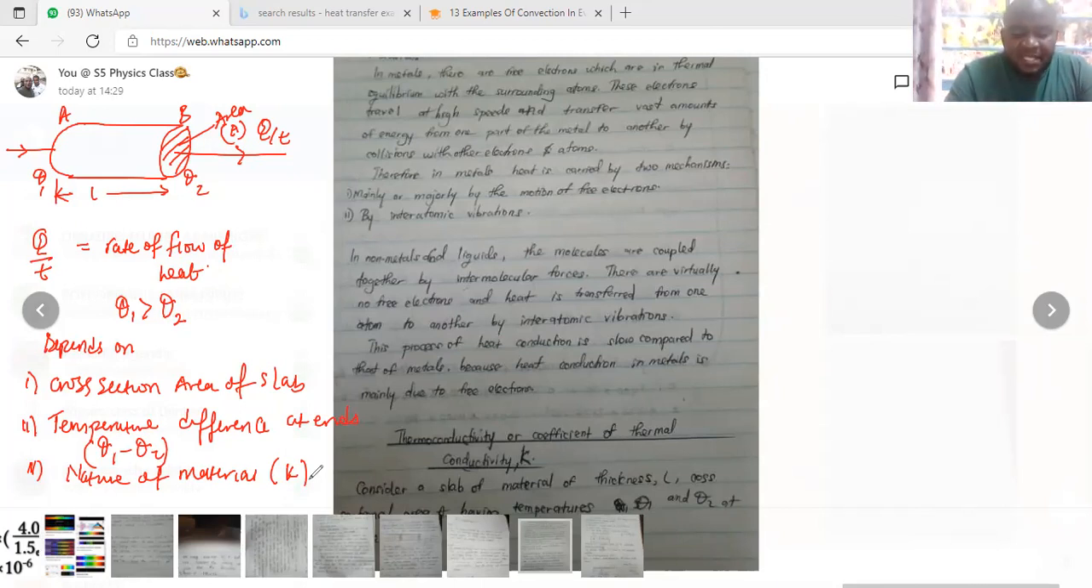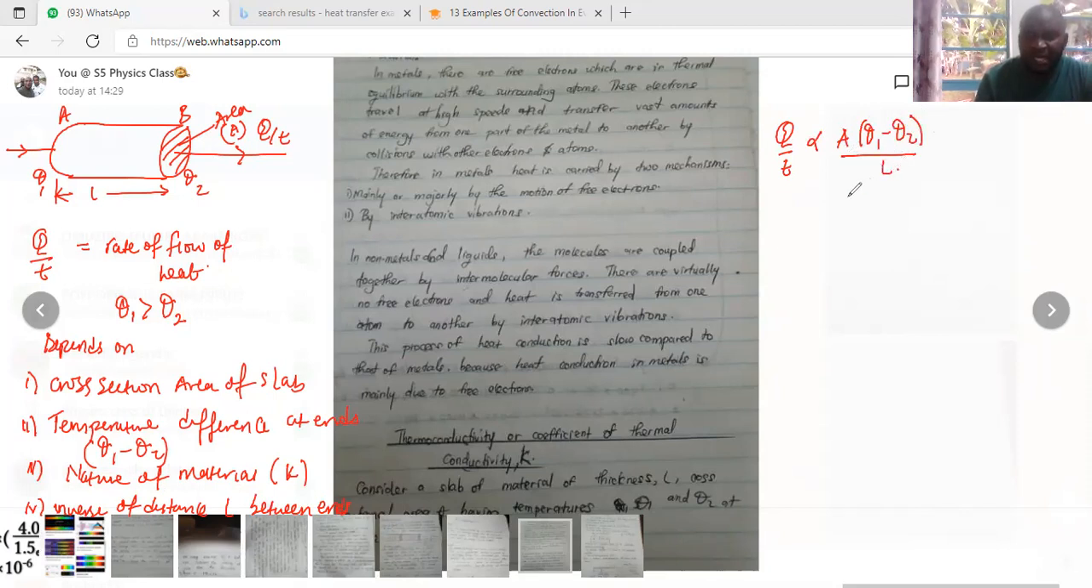Another item is the inverse of the distance L between the ends of the surface. That inverse proportion of the length also predicts the rate at which heat is being lost. Therefore, Q over T is directly proportional to the cross-section area and to the temperature difference, and inversely proportional to the length L. Therefore, Q over T is equal to the thermoconductivity K, the constant of proportionality, times cross-sectional area times theta one minus theta two, all divided by L.